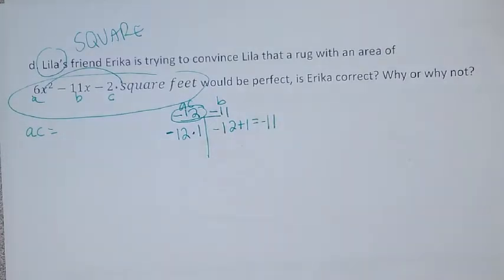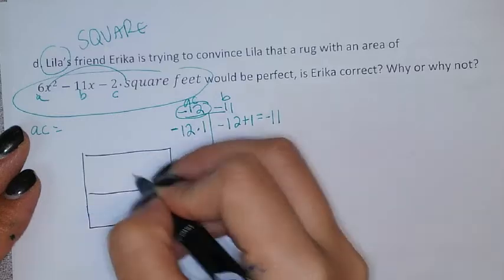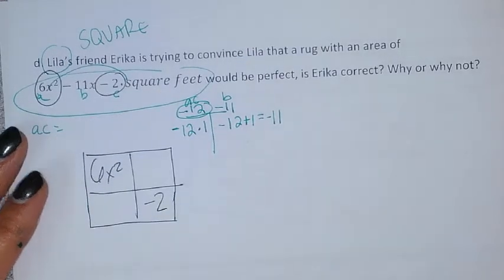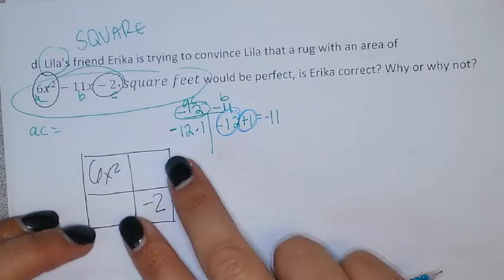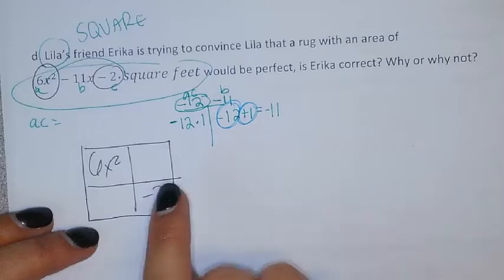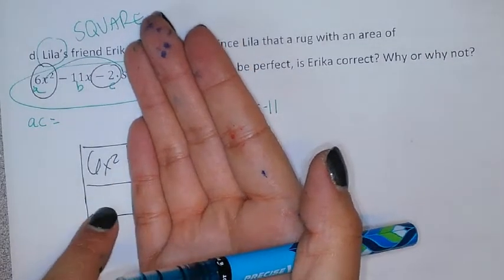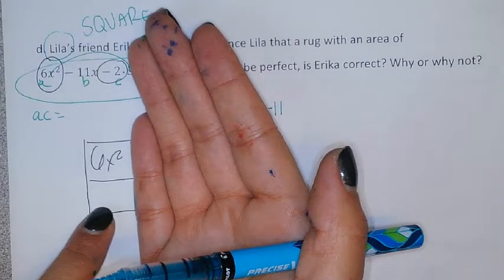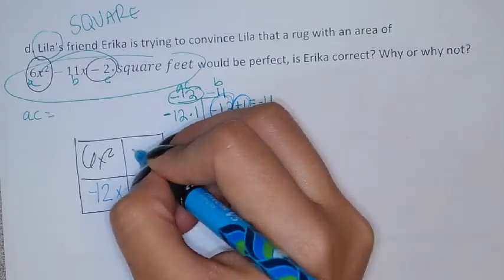Okay? So from there, I'm going to do the box method. First term goes here, last term goes here. These two that we found to be the factors have to go here and here, 12 and negative 1. Between 12 and 1, we need the GCF with 6. In this case, both do. You can choose whichever one you want. It'll work out anyway. I'm going to choose 12 here. So 12x and negative 1x.